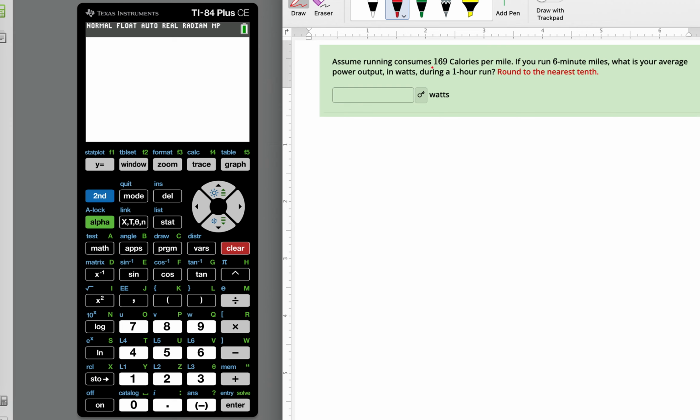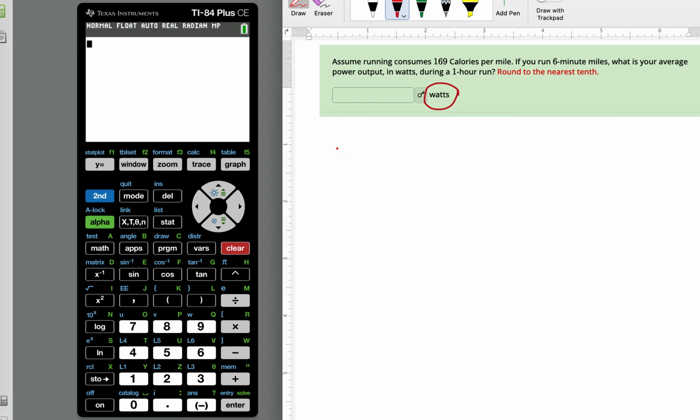Assume running consumes 169 calories per mile, and if you run a 6-minute mile, what is your average power output in watts during a 1-hour run? So we need to figure out what watts is, and remember, watts is the rate at which you consume the energy.